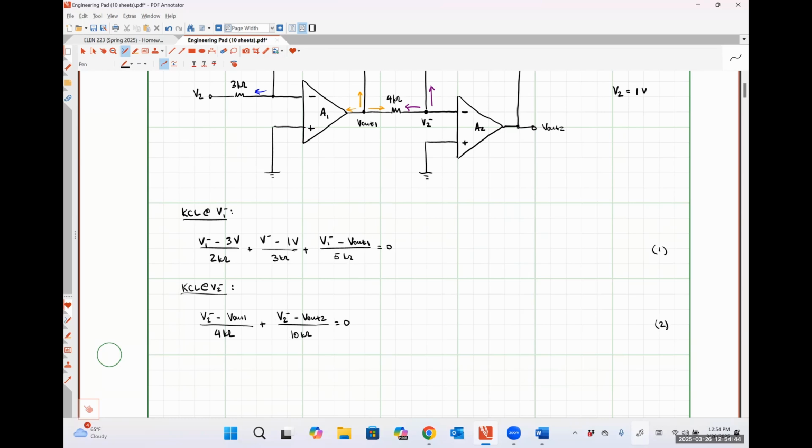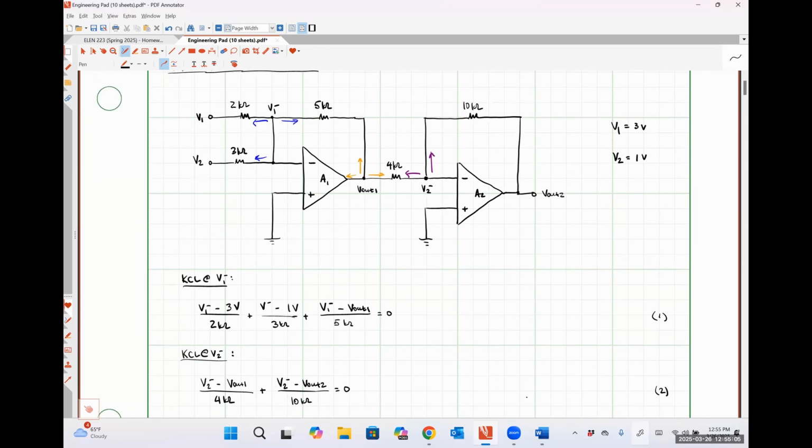Okay. So I have 2 equations and 4 unknowns currently. So I've got to figure out where the heck these other 2 equations are going to come from. And the short answer is, well, we haven't yet applied the second ideal op-amp rule. So that's where those are going to come from, right?